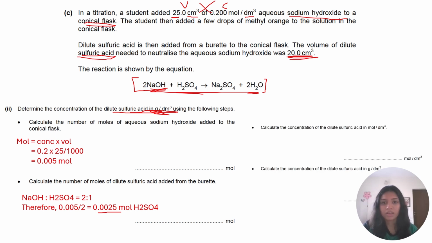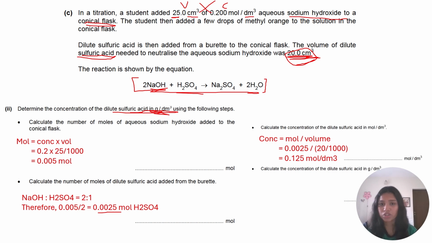Like that, we've already finished the first two questions. Super easy. Next question: calculate the concentration of dilute sulfuric acid in mol per dm³. We already have the moles of sulfuric acid, and we know the volume is 20 cm³ from the question. The concentration in mol per dm³ is moles divided by volume. Again the volume is in cm³, so we divide by 1000. Concentration equals moles by volume: moles is 0.0025, volume is 20 by 1000. So you divide 0.0025 by 0.02 and you get 0.125 mol per dm³.